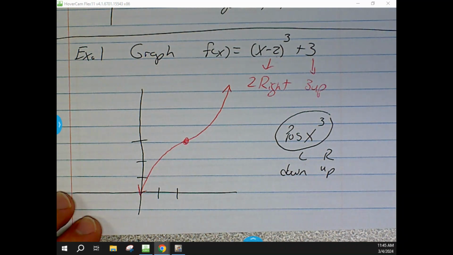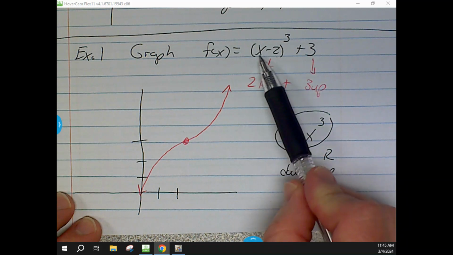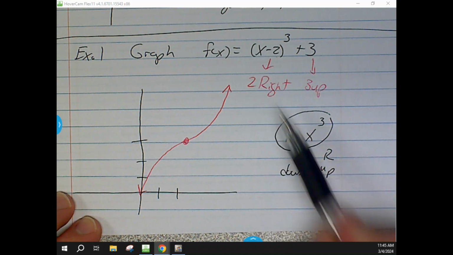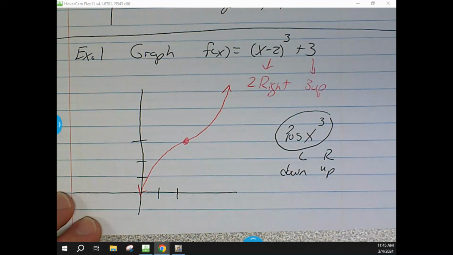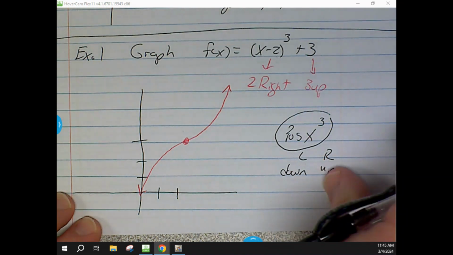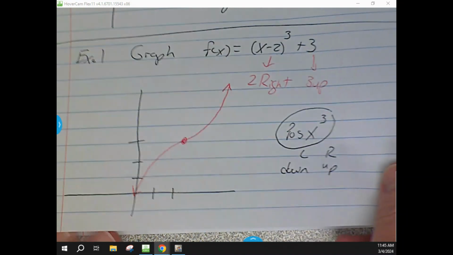How did you know it was positive again? You just look at the sign in front of the x here. If it would have been negative, it would have been a negative x to the third. Okay. And we'll show you one in a minute where you can actually see that.